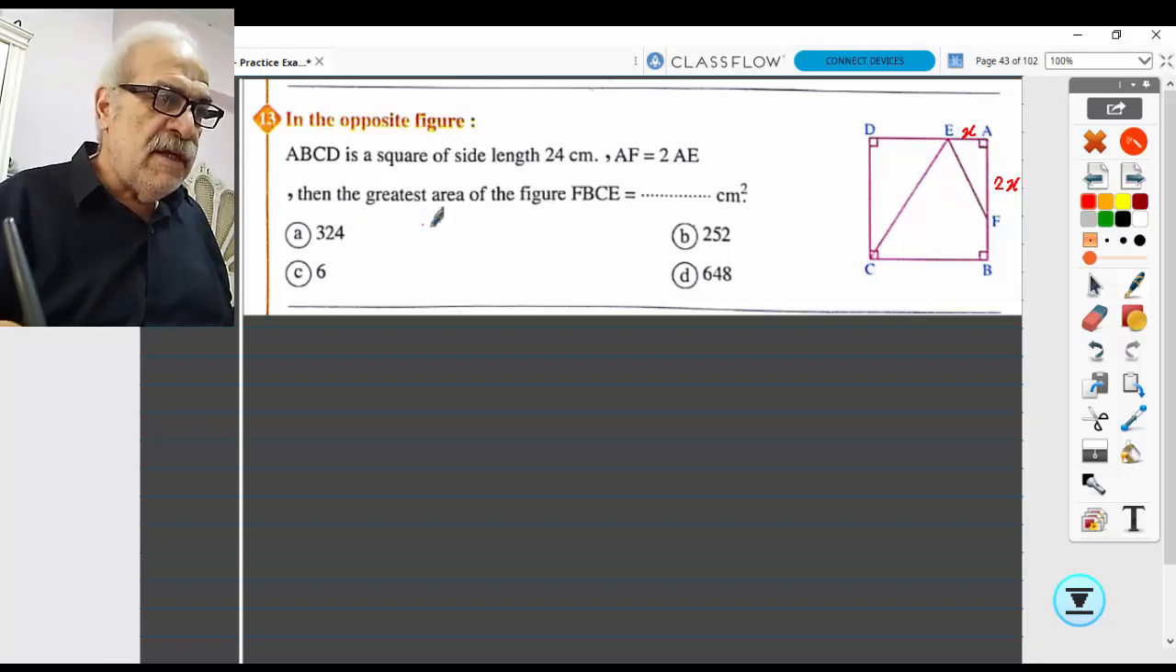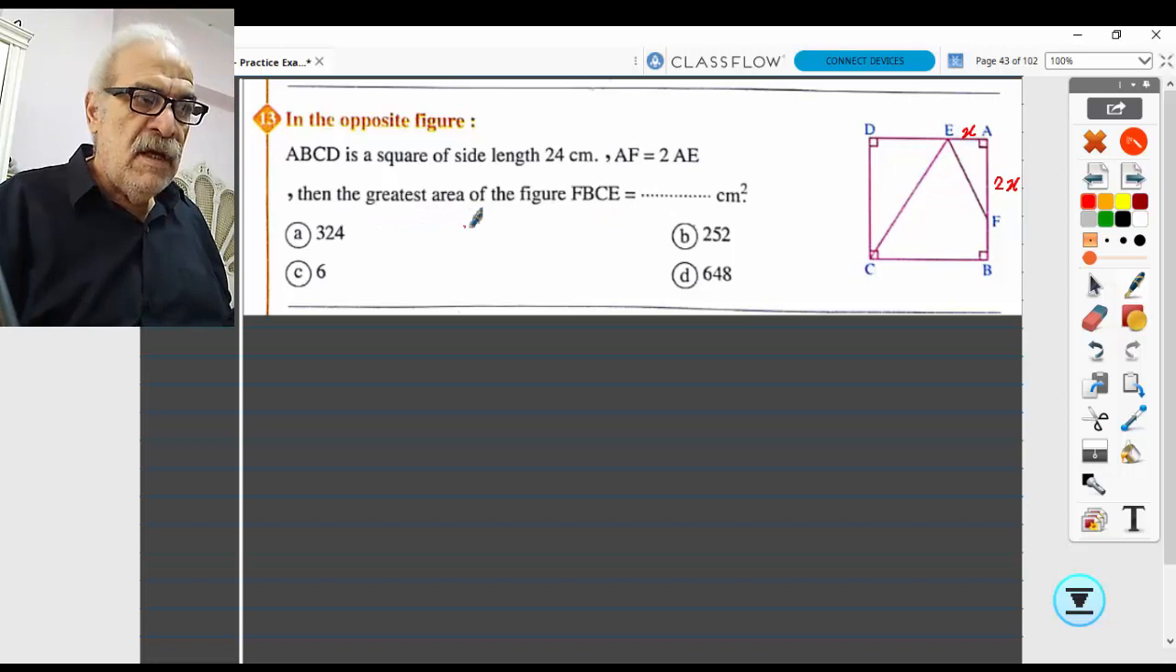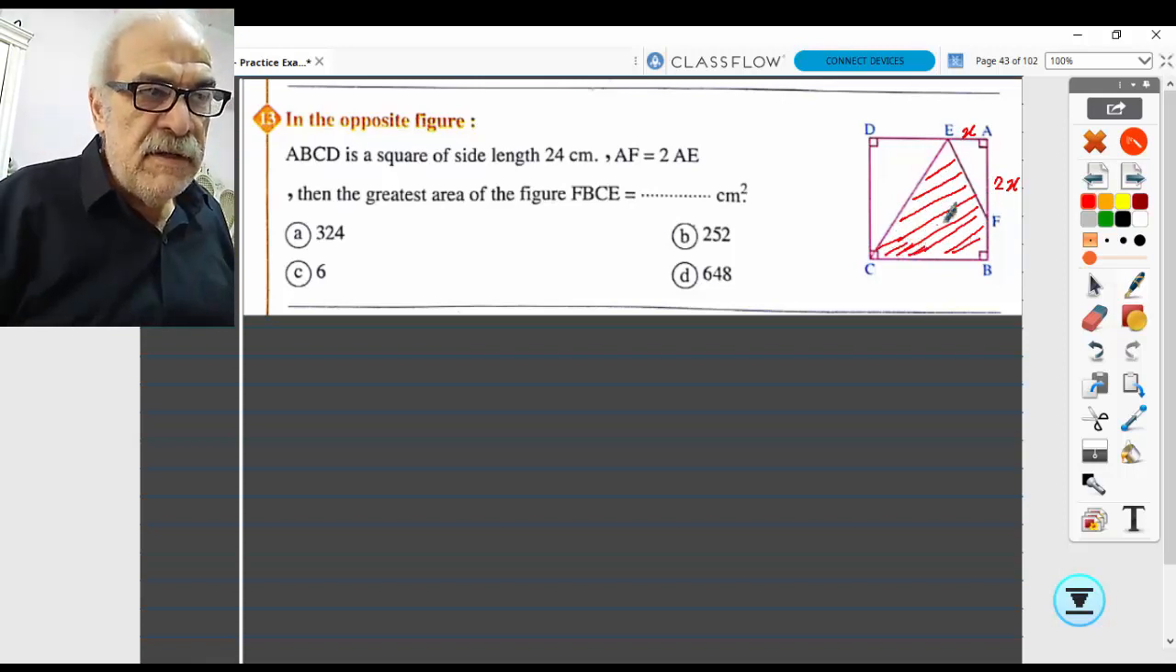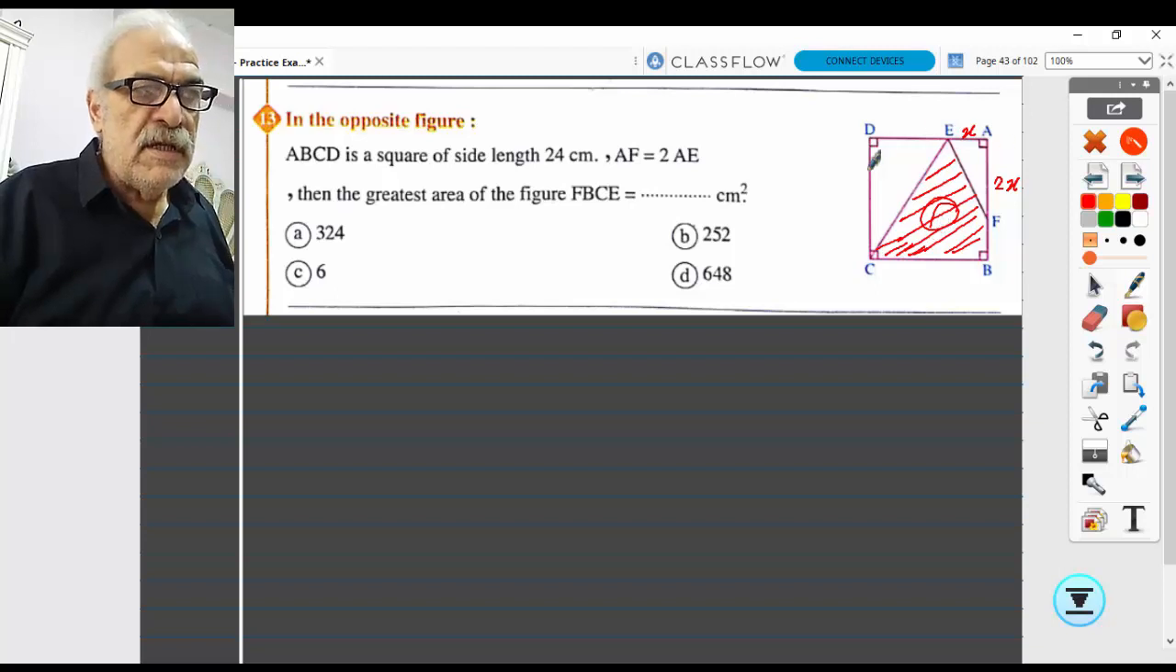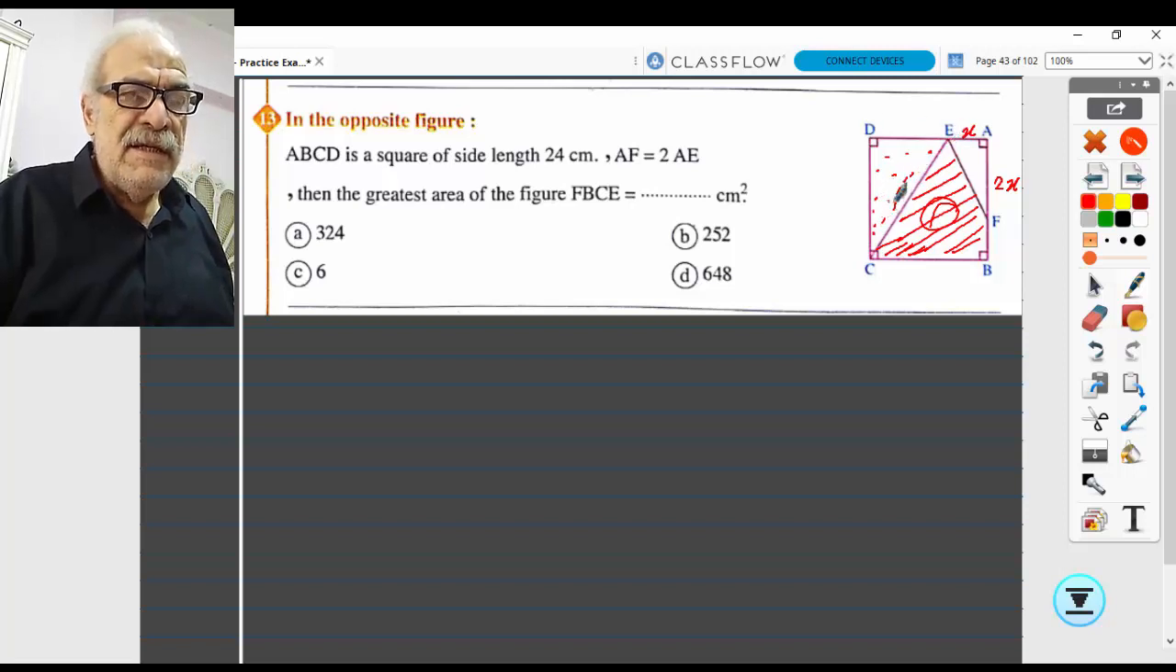Okay, then the greatest area of the figure FBCE. The required here is to find what? The greatest area of this figure. This quadrilateral. The area of this figure equals the area of the square minus the area of these two triangles, triangle EDC plus the triangle EAF.